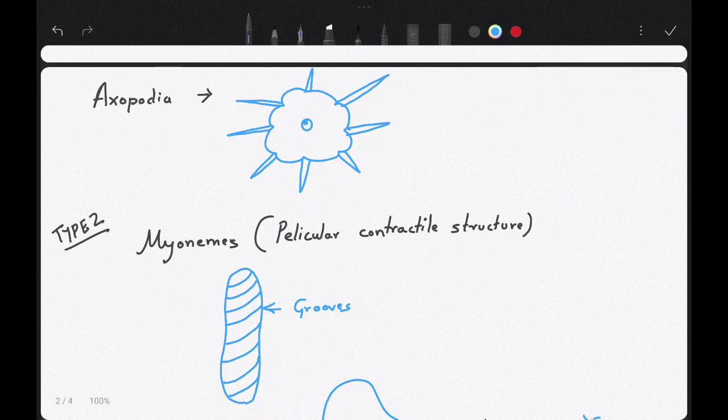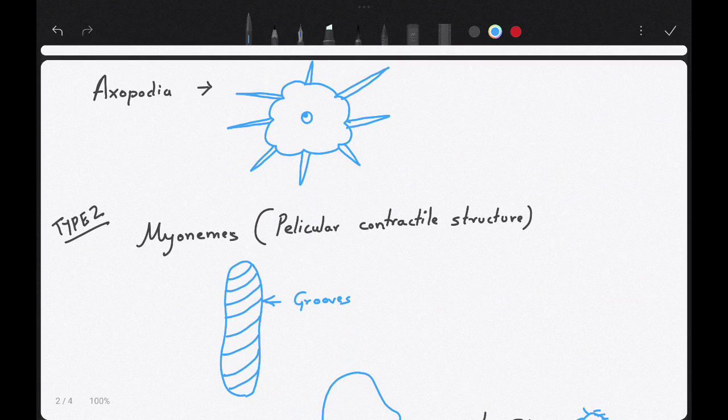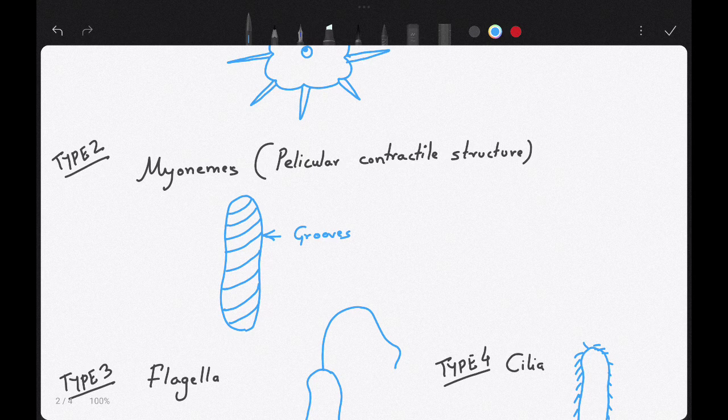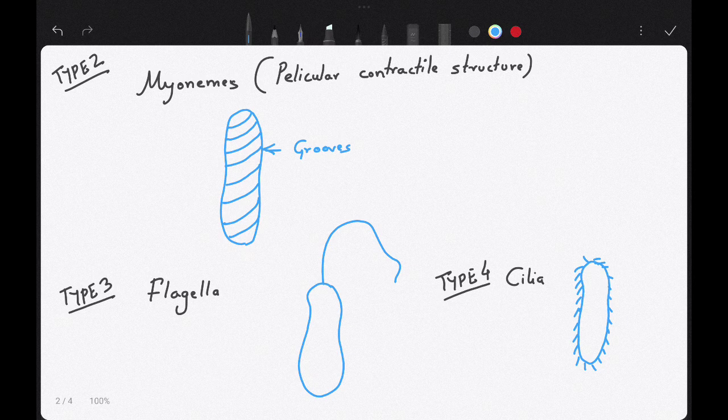Then we studied myonemes. These are present in Euglena. These are pellicular contractile structures. The pellicle is present beneath the cell membrane, and this forms grooves. Different types of structures are formed in different types of myonemes, but here we have discussed only Euglena. Then we discussed flagella and cilia. Flagella is the long structure and cilia is the small structure present throughout the body.